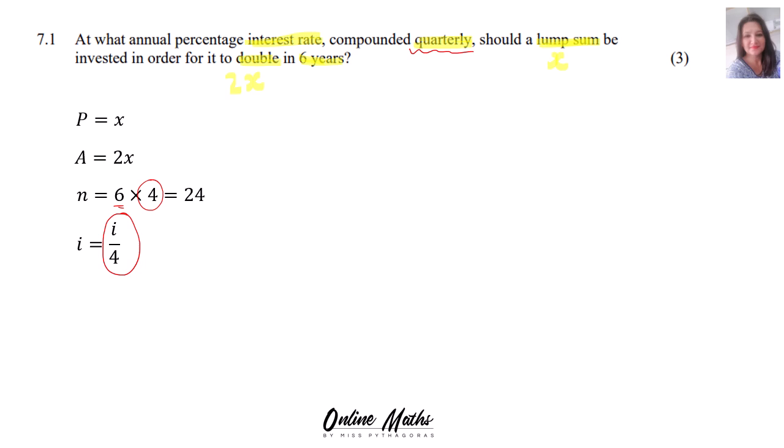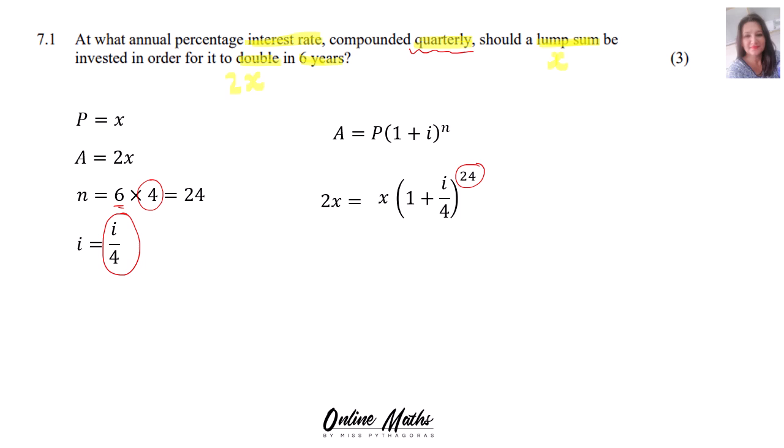Then into the correct formula from your formula sheet, the compound interest formula, A equals P bracket 1 plus I to the N. In A's place, the final amount 2x equals P's value is x, 1 plus I is I over 4, and N, the time raised to the power 24.